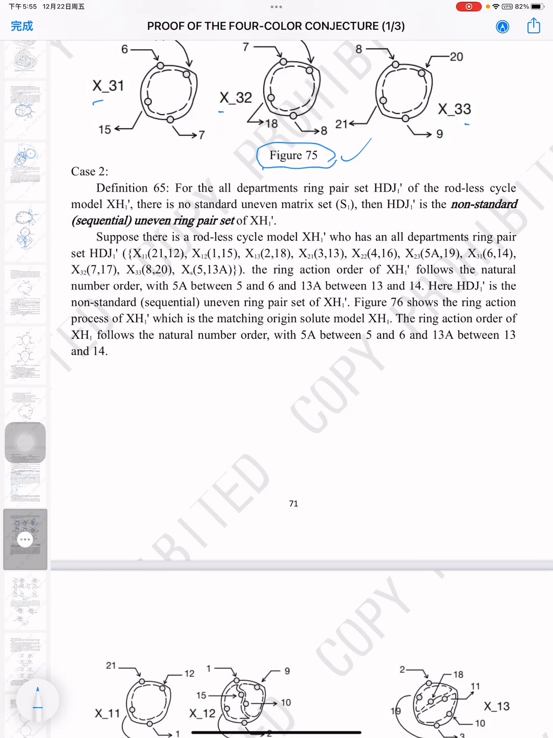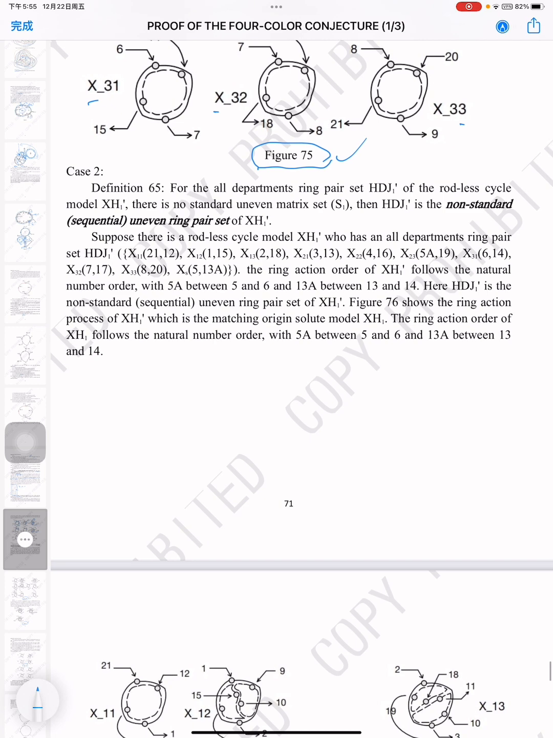Case 2, definition 65. All departments ring pair set HDJ1' of the Rodley cycle model XH1', there is no standard uneven matrix set S1. Then HDJ1' is the non-standard sequential uneven ring pair set of XH1'. Suppose there is a Rodley cycle model XH1' which has an all departments ring pair set HDJ1' here.